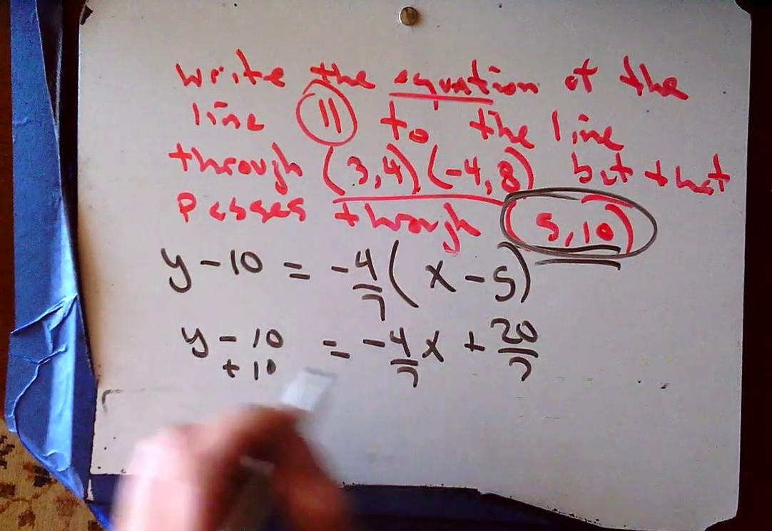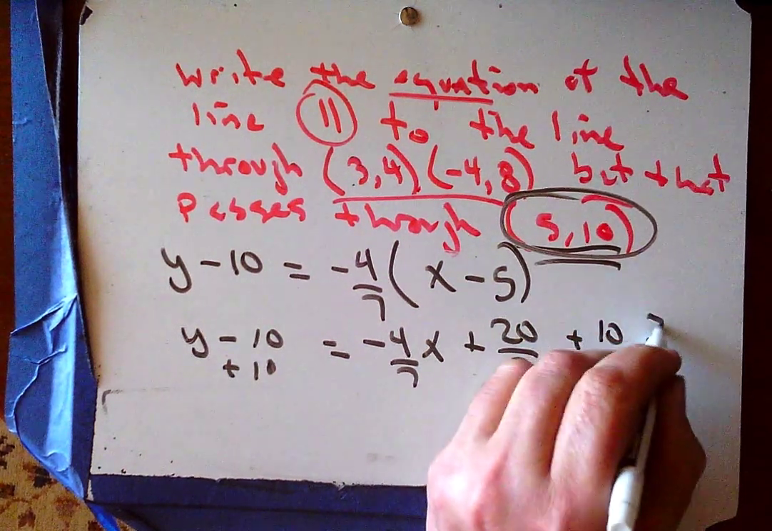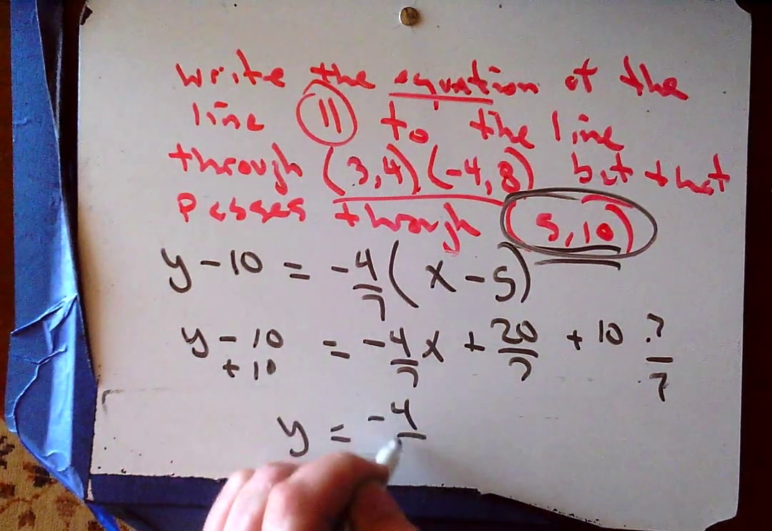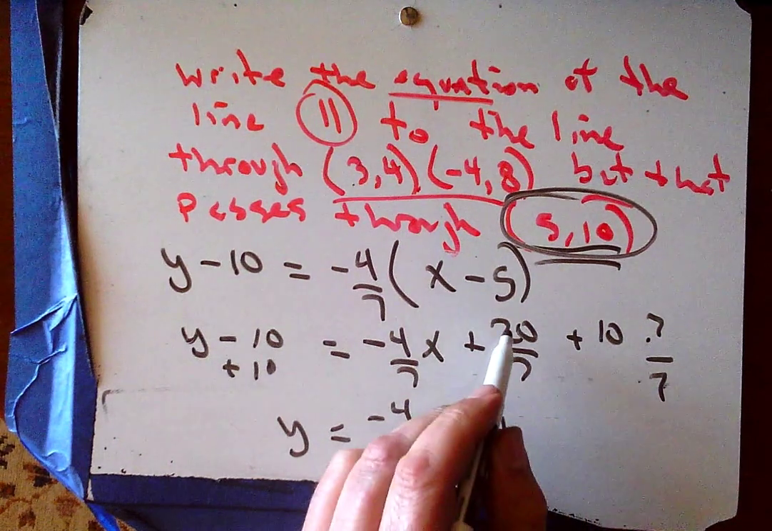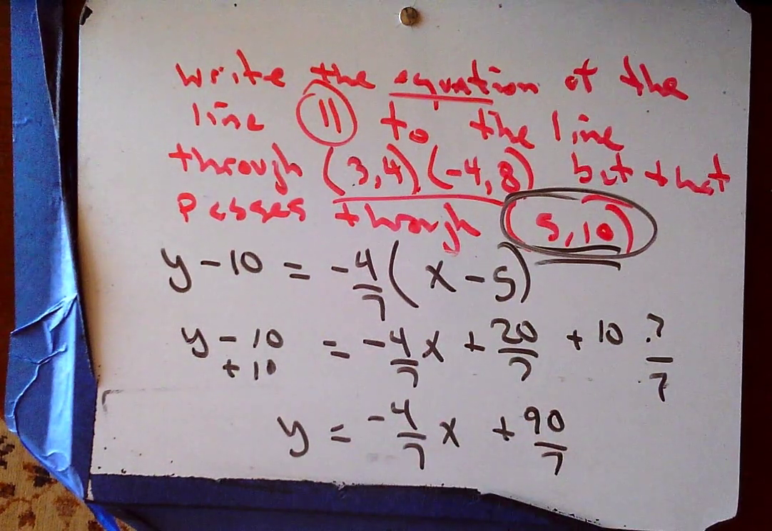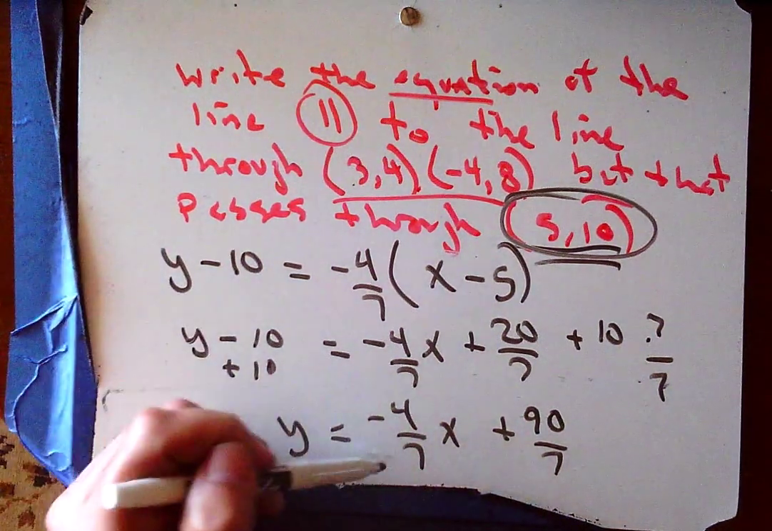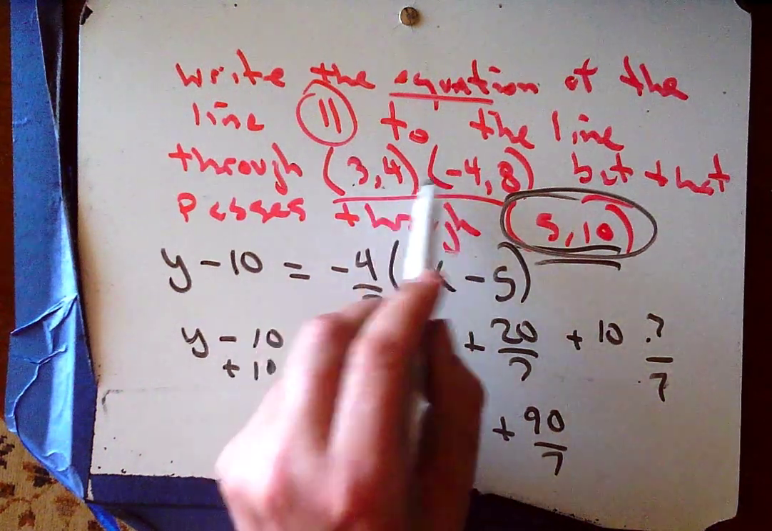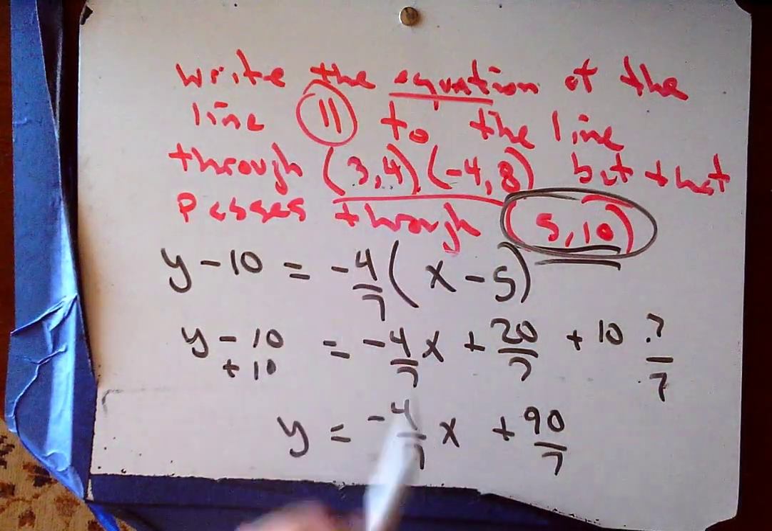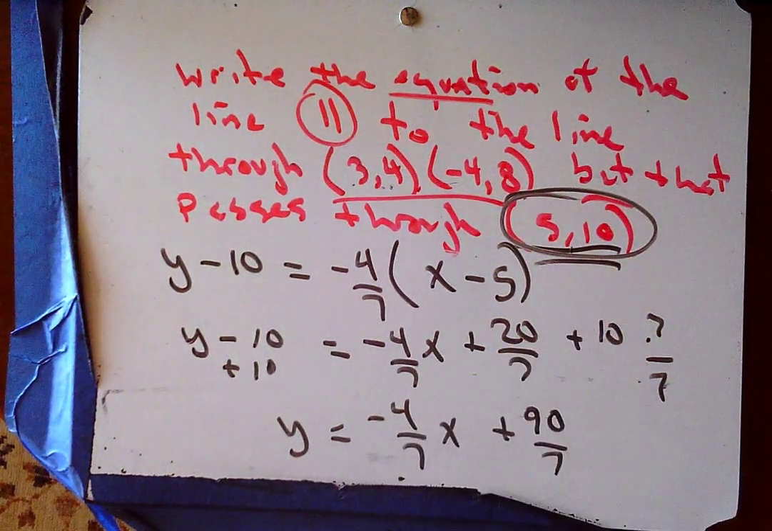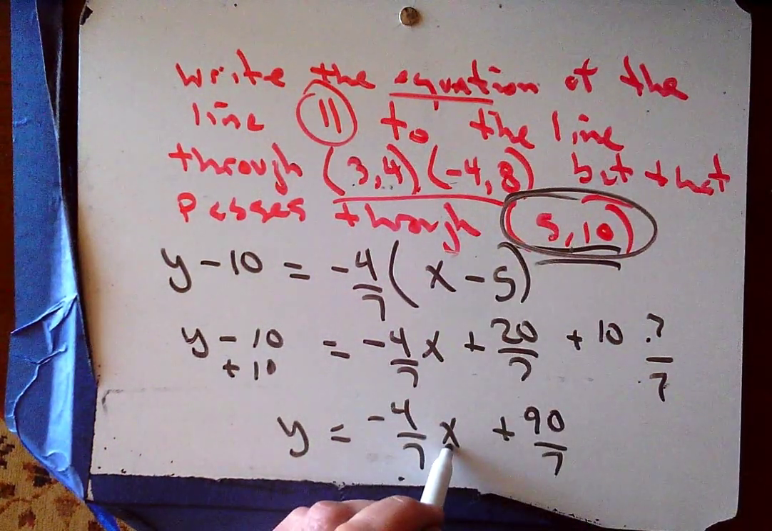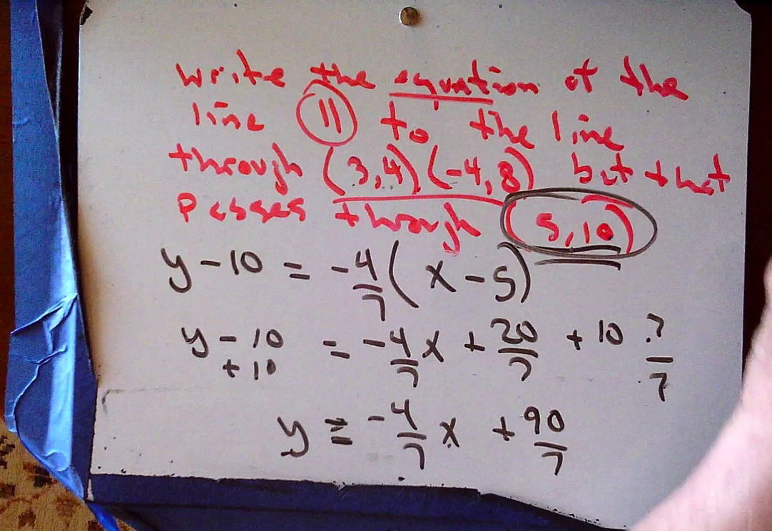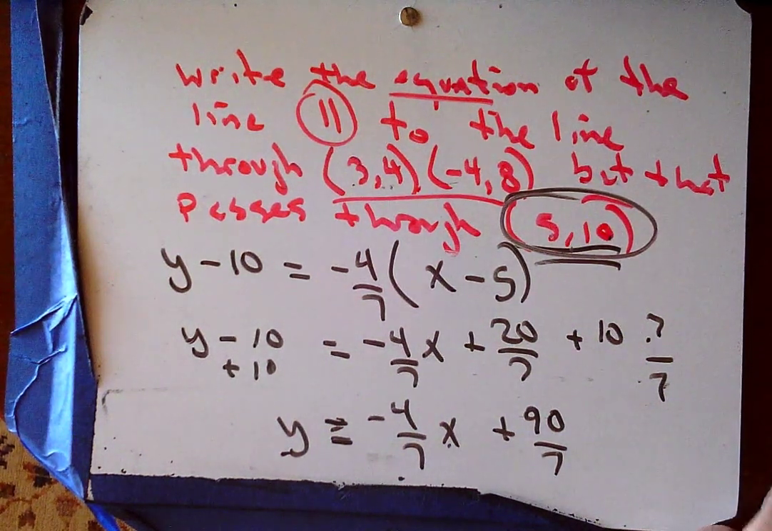And if I add 10 to both sides, that's the same as adding 70/7. So y is going to equal negative 4/7 x plus 70 plus 20 is 90/7. Okay? This is the equation of the line that's parallel to the line that passes through those 2 points, but this parallel line also passes through that point. So if I plug a 5 in over here, I can plug a 10 in over here, and the left and right sides of the equation will be equal. Okay, so there was a bunch of stuff to do there.